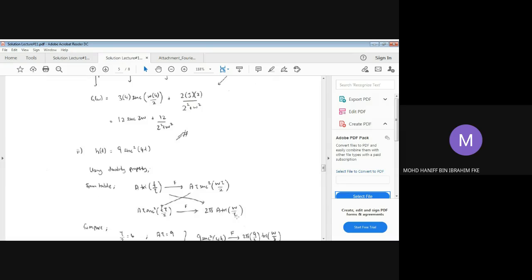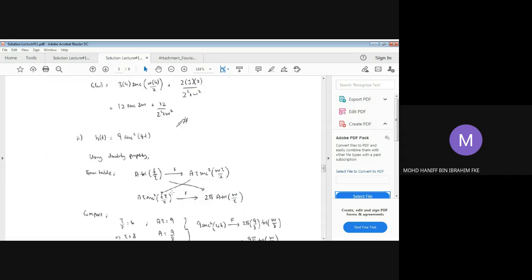Again, although it's negative initially, since triangular is an even function, we can just have a positive omega divided by tau. So you have this pattern based on duality properties. To find the answer, the Fourier transform for 9 sin squared of 40, you just substitute or compare the values to find A and tau.